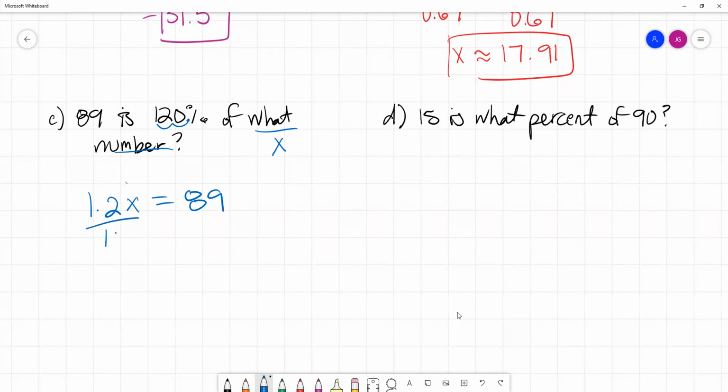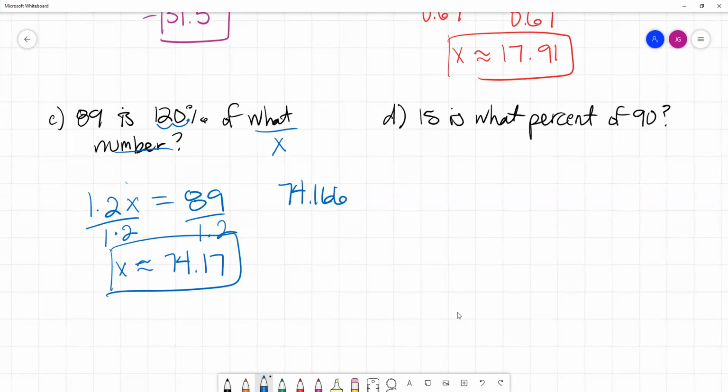Same thing. Divide by 1.2 to figure that out. So 89 divided by 1.2 is going to round off to 74.17. Because what this gives us in our calculator is 74.166, and it kind of repeats. So that 6, it's bigger than 5, so it's going to bump this 6 up to a 7.